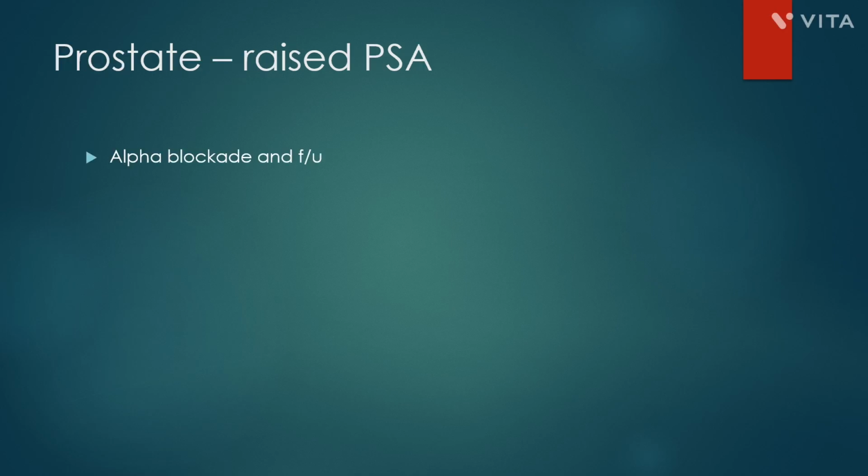Now in a prostate enlargement with raised prostate specific antigen, what is the first line management? The first line is alpha blockade with follow-up PSA. The options also included 5-alpha reductase inhibitors, but the first line is alpha blockers like prazosin, doxazosin.